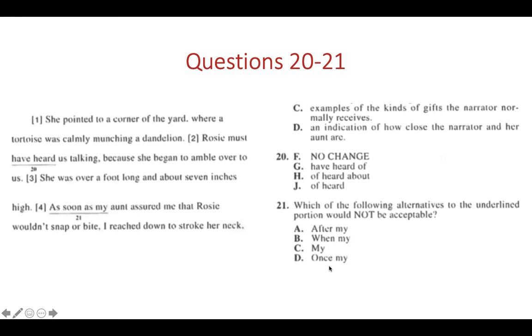Once my aunt assured me that Rosie wouldn't snap or bite, I reached down to stroke her neck. Okay, so C is the one that's wrong, and it's wrong primarily because that would end up being comma splicing.